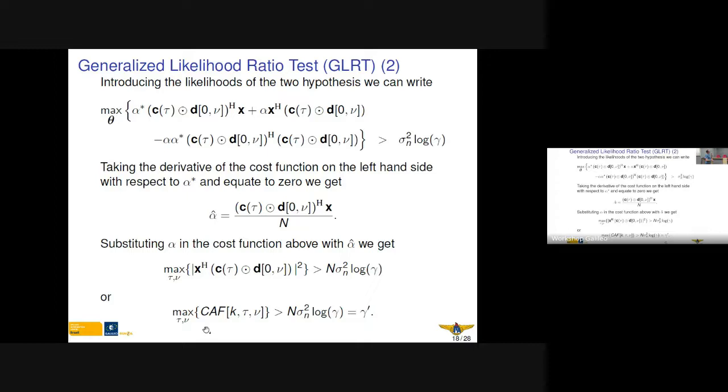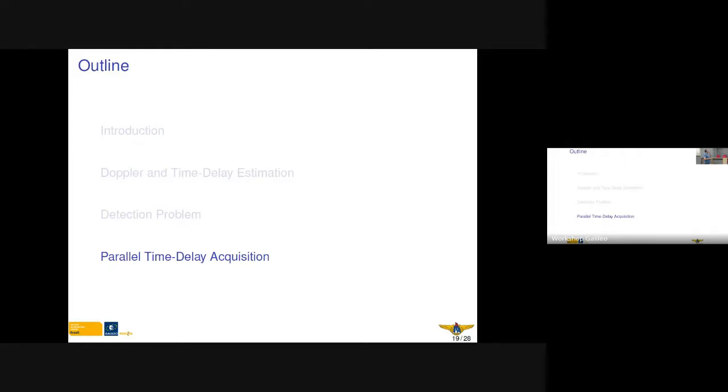When we solve this, we need to estimate tau and nu, and we need to find estimates for tau and nu that are above the threshold. When this is given, hypothesis 1 is fulfilled, and we have initial estimates for tau and nu. If we end up below the threshold, then there is no tau and nu, so no satellite signal is present, and we end up with hypothesis 0. So this is in principle how the signal acquisition works.